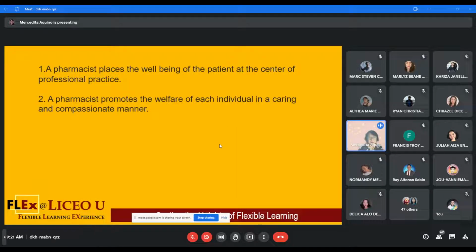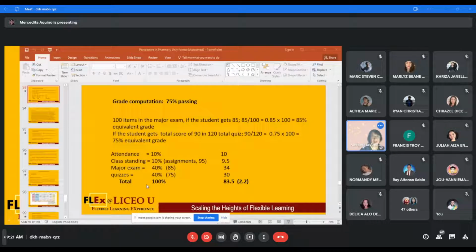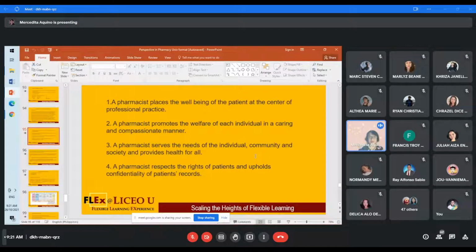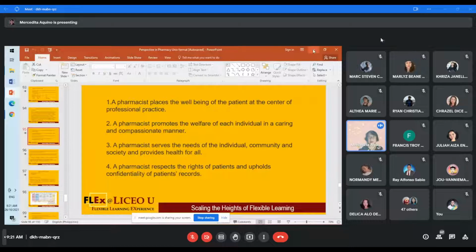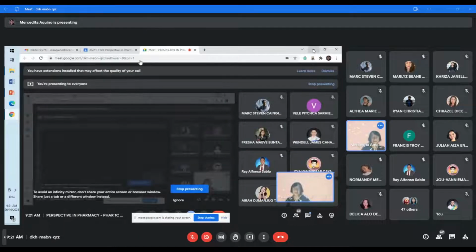A pharmacist promotes the welfare of each individual in a caring and compassionate manner. How can this be done? How can a pharmacist promote the welfare of each individual in a caring and compassionate manner? Anyone?